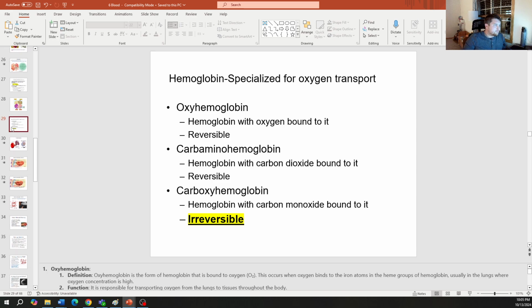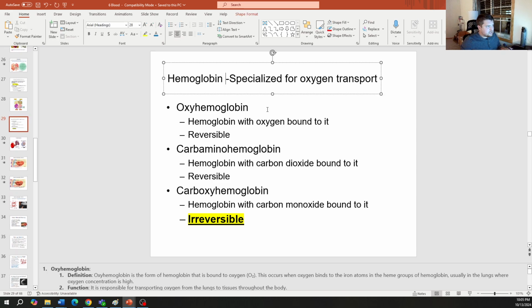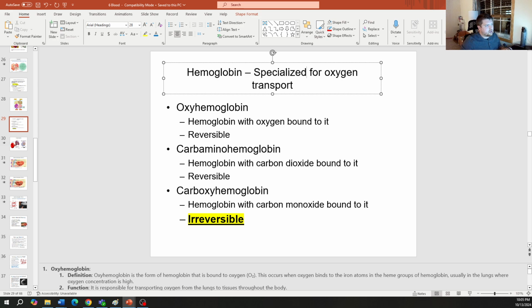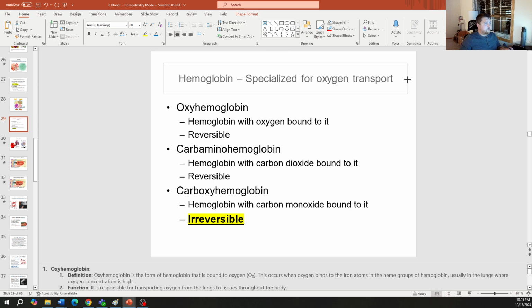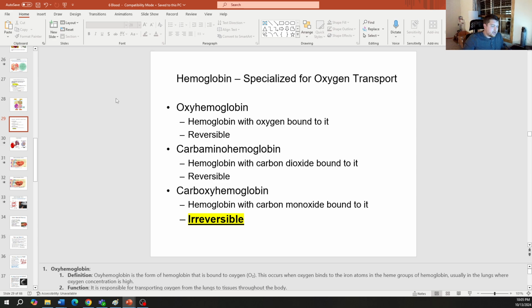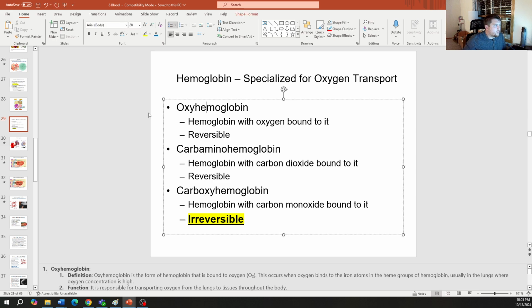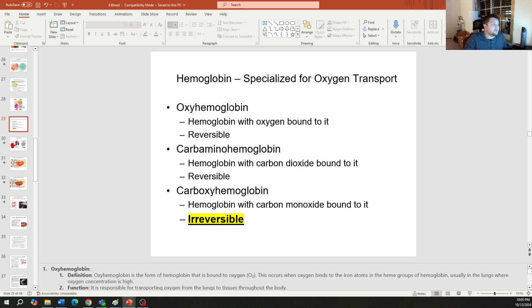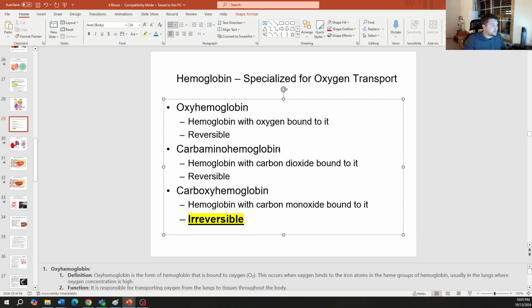So hemoglobin is specifically designed to carry oxygen. Okay, that's its job. But it also does a couple of other jobs, and it can get into trouble for trying to do its job. So these are terms for the hemoglobin when stuff is bound to it. We have oxyhemoglobin, that's hemoglobin with oxygen bound to it, and that is a reversible binding, meaning that they can come apart. It's completely normal, everything's good.